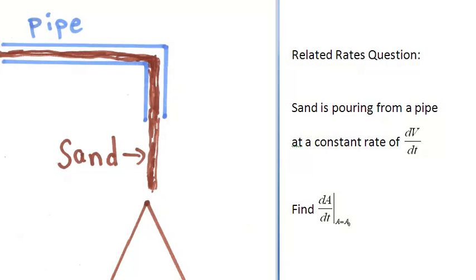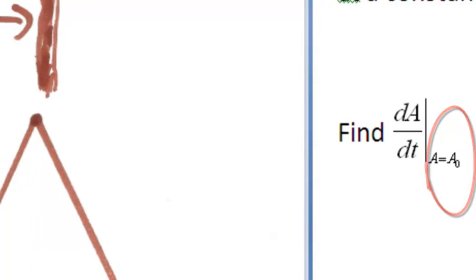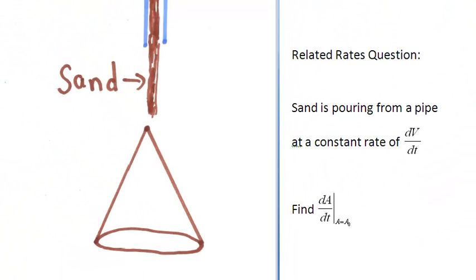Okay, here's a really nice related rates problem. Sand is pouring from a pipe at a constant rate. How fast is the altitude changing at a particular altitude? Now for this problem, the important thing is that the cone is getting bigger.